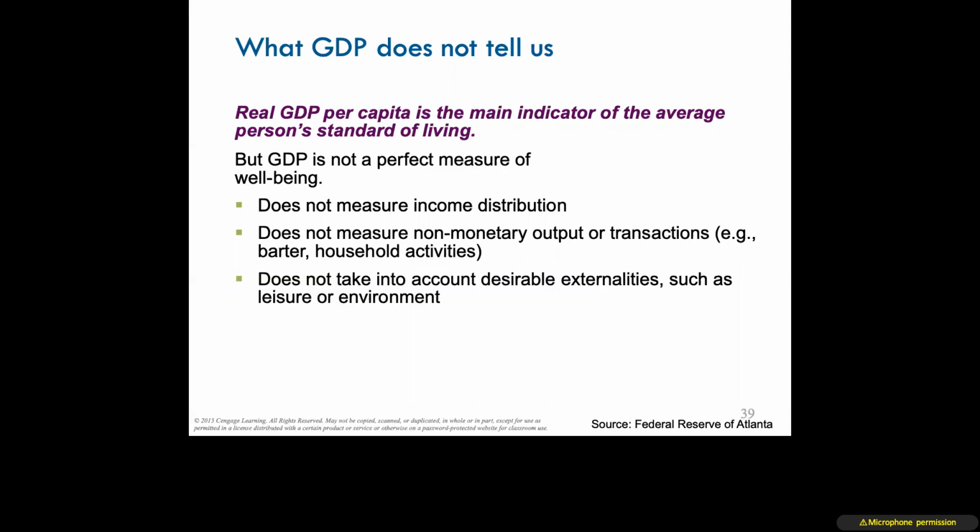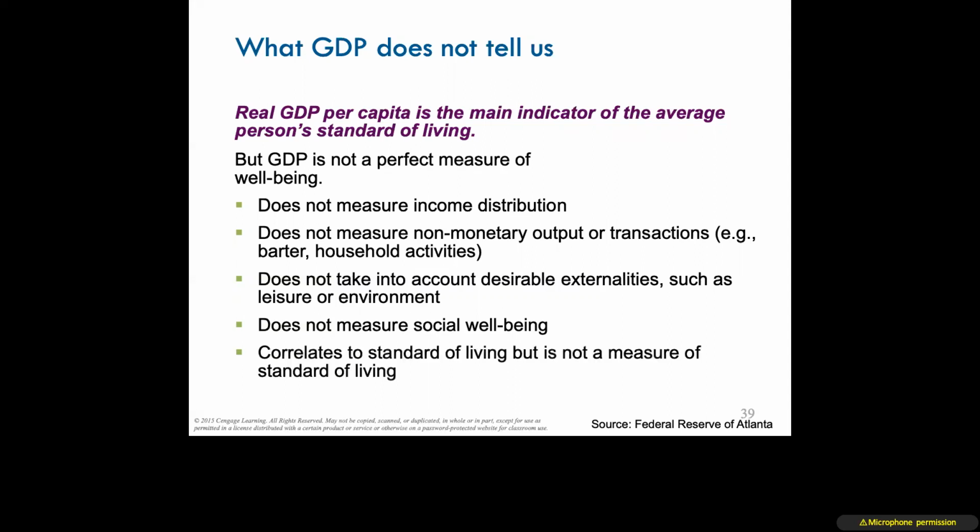You can have a fabulous real GDP per capita and be polluting the environment. And people can be working 100 hours a week. And it does not measure how anyone's well-being is socially. You could have discrimination. You can have all sorts of issues. None of this is measured by the GDP. So it correlates with the standard of living, but is not necessarily measured with a measurement of the standard of living, if that makes sense.